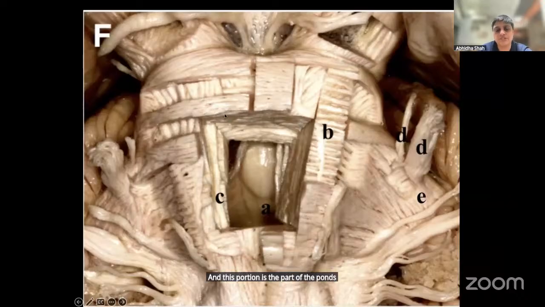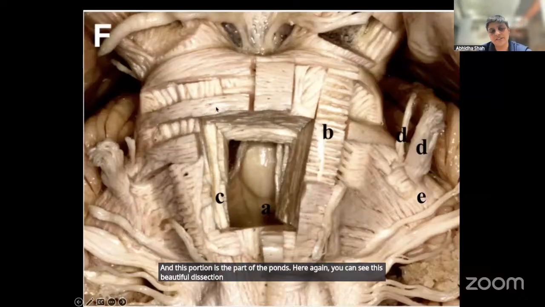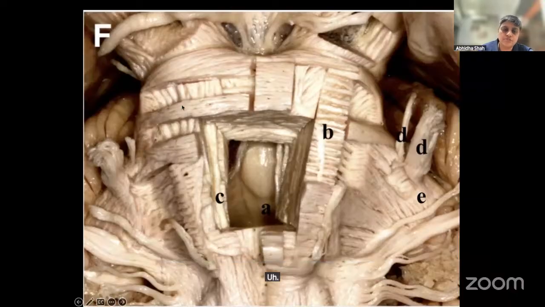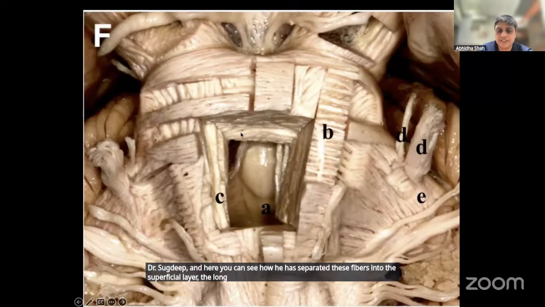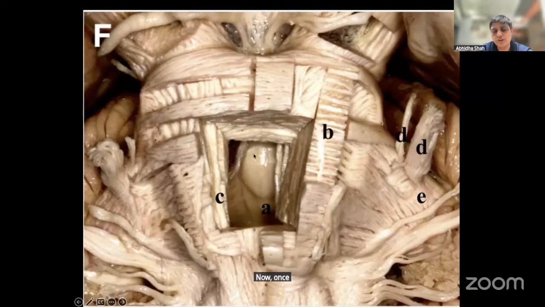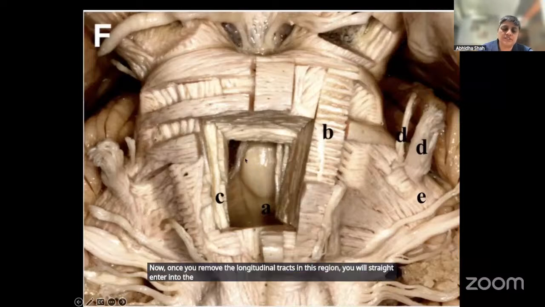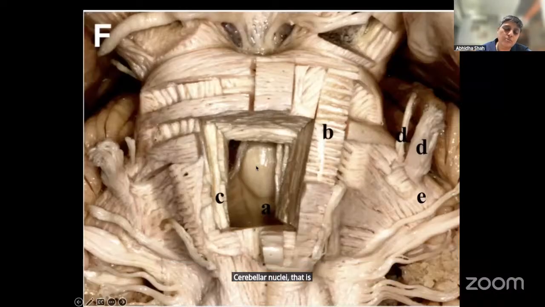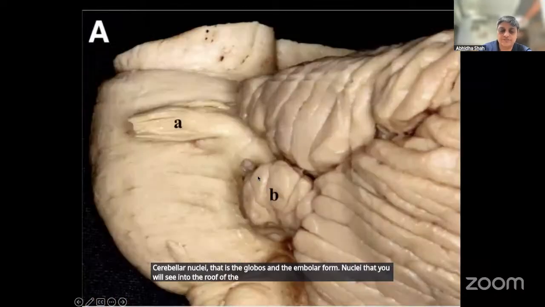Here again, you can see this beautiful dissection done by my colleague, Dr. Sukhdeep, and here you can see how he has separated these fibers into the superficial layer, the longitudinal layers, and the deep layer. Now, once you remove the longitudinal tracts in this region, you will straight enter into the fourth ventricle. So these are the cerebellar nuclei, that is the globose and the emboliform nuclei that you will see in the roof of the fourth ventricle.